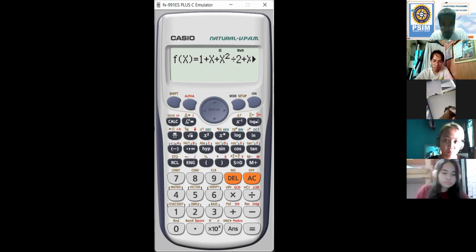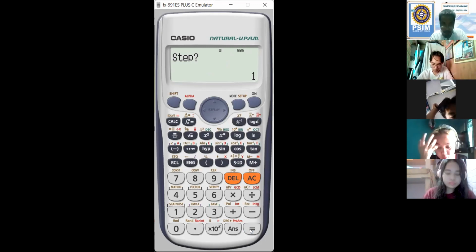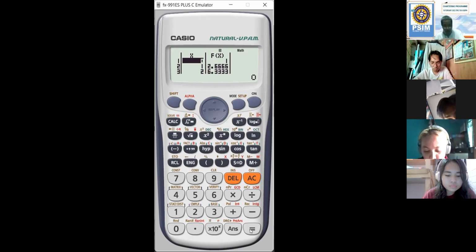It is better to, okay, let's look at the start. Start with 0, okay? Start with 0, and then end, then step 1. So this is our answer. So X is 0, Fx is 1, okay? But X is 1, Fx is 2.66. Why is it incorrect? There's something wrong with this. Why is it incorrect? e to the exponent 1.2.